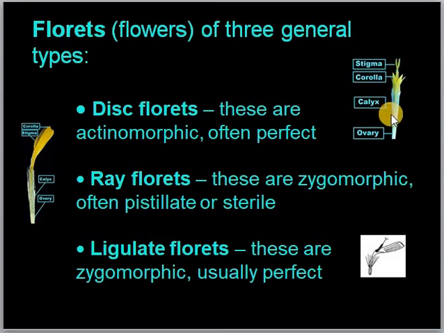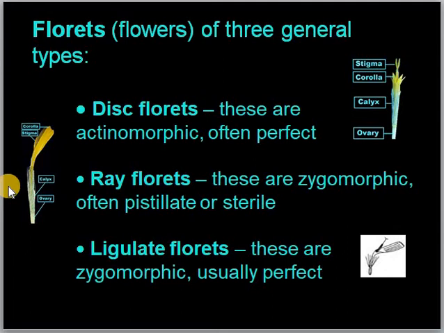All the four whorls are present, so it is called perfect. But coming to ray floret, they are zygomorphic, and they will have only a pistil and no androecium, otherwise they will be sterile. So the outermost whorl of flowers, which are showy, are called ray florets. They are zygomorphic, and either pistillate or sterile without reproductive structures.